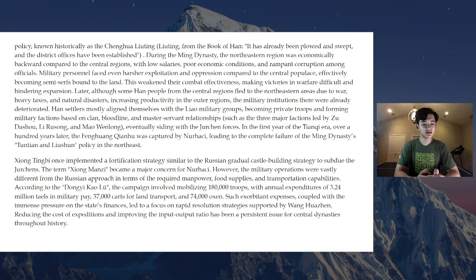During the Ming Dynasty, such exorbitant expenses, along with the immense pressure on the state finances, led to a focus on rapid resolution strategies supported by Wang Huazhen, and reducing the cost of expeditions and improving the input-output ratio has been a persistent issue for central dynasties throughout history.